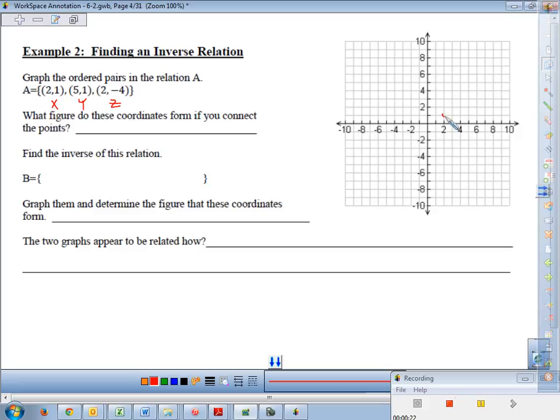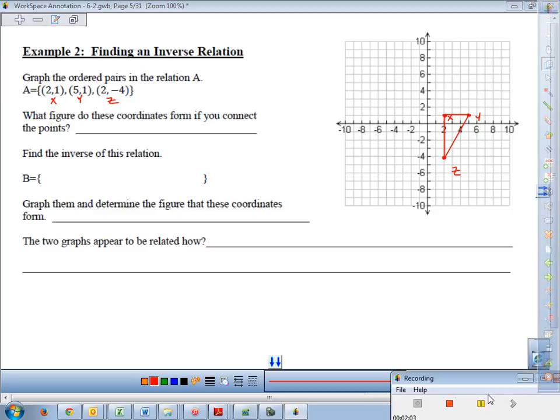(2, 1), put an X next to it since that's what we called it. And then plot those other 2 puppies. And then take a straight edge and connect them together and make a polygon out of them. X, Y, and Z.